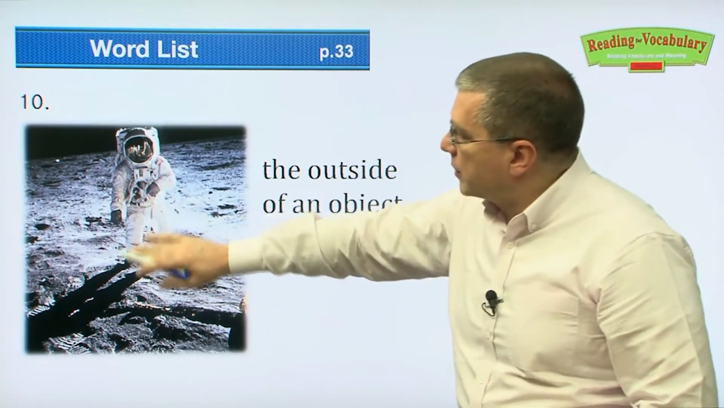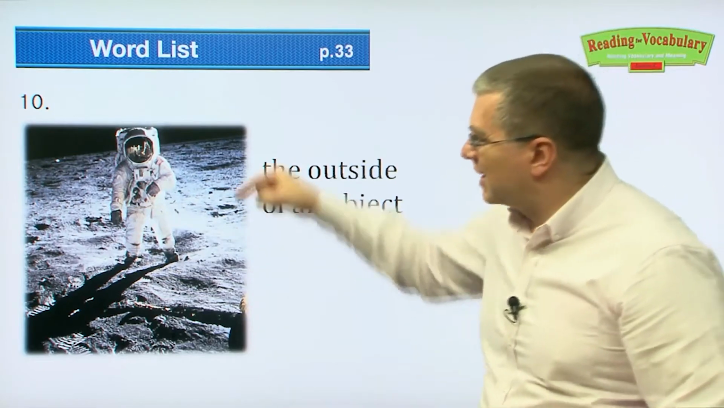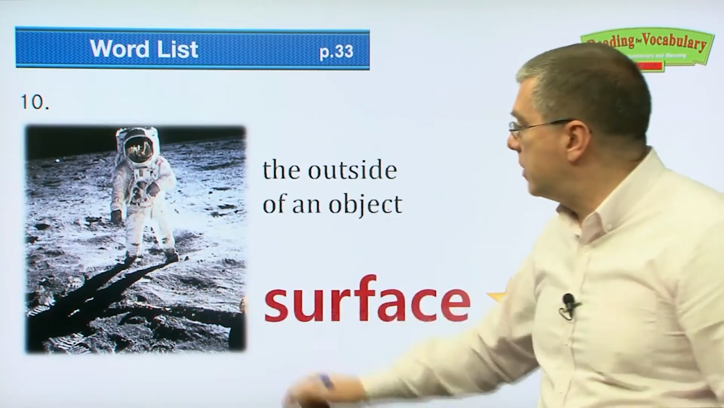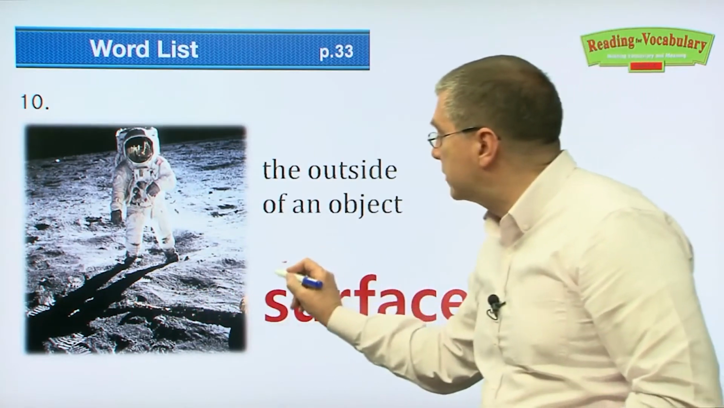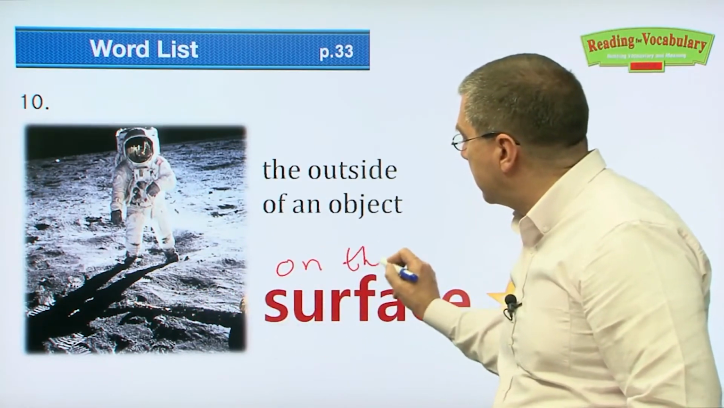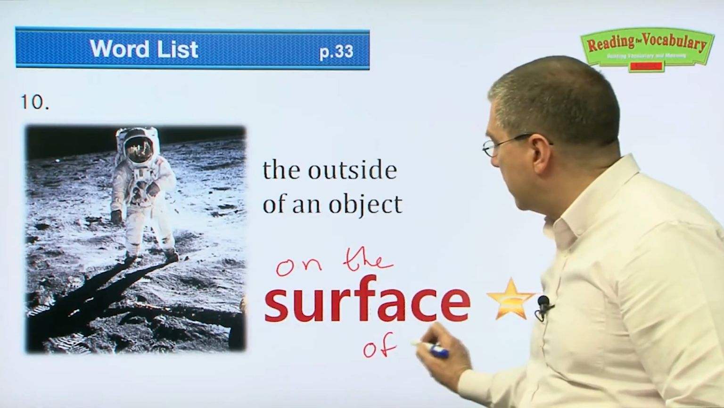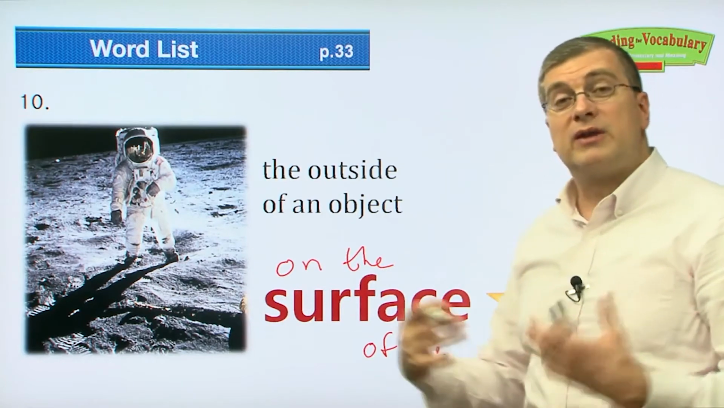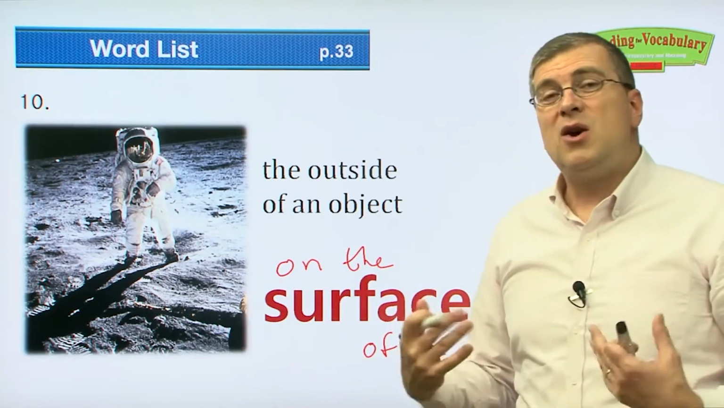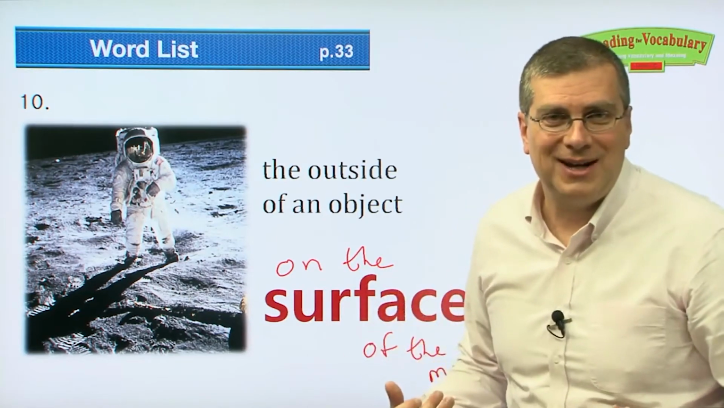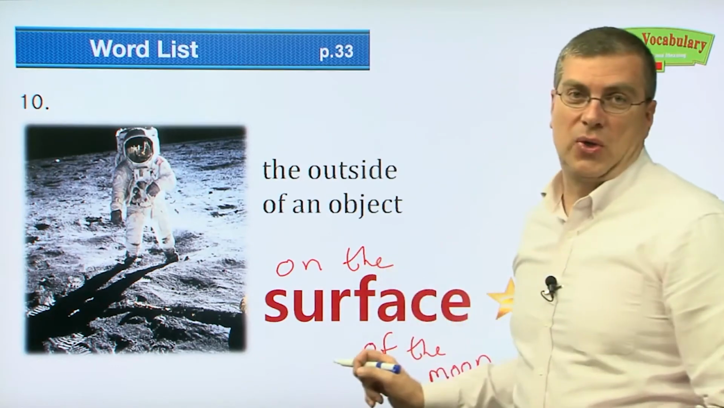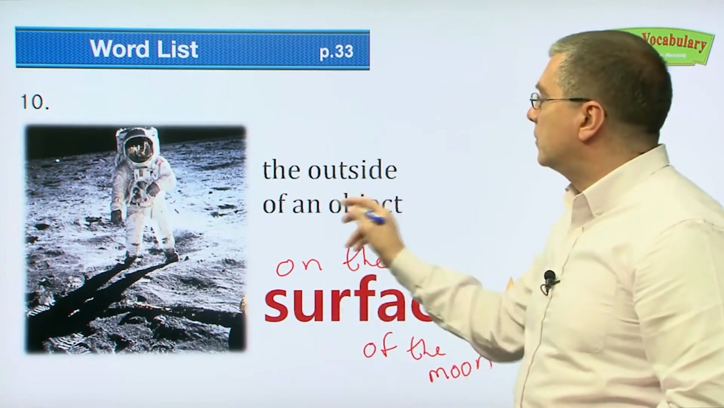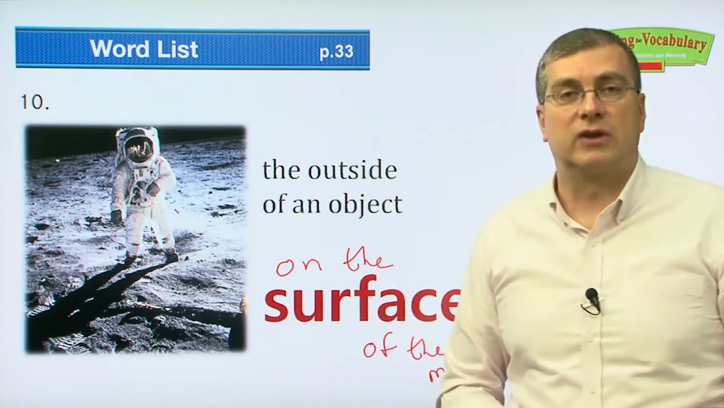But when we talk about the moon, of course the astronauts didn't go in the moon, right? They walked where? They walked on the surface of the moon. On the surface of the earth. We don't live in earth, right? We live on the earth. We live on the surface of the earth, okay? So the outside of an object is the surface.